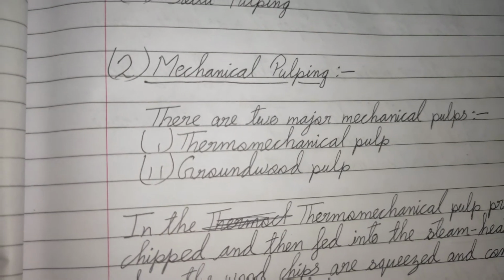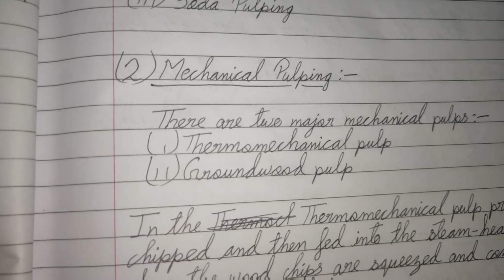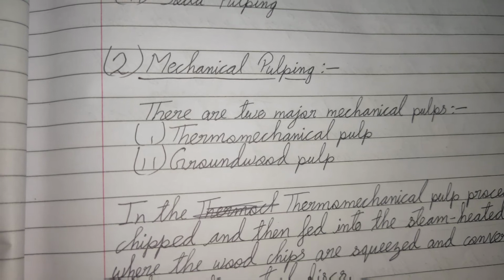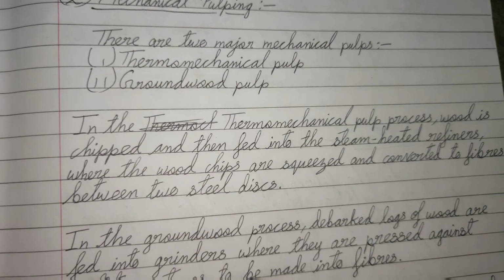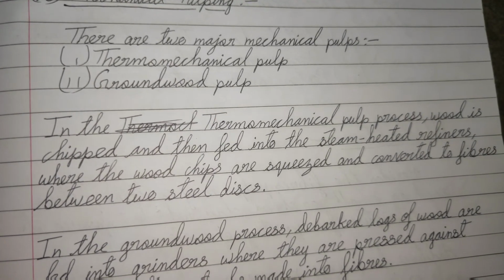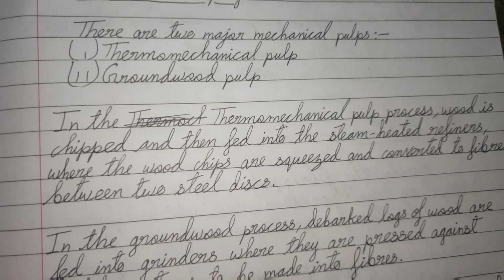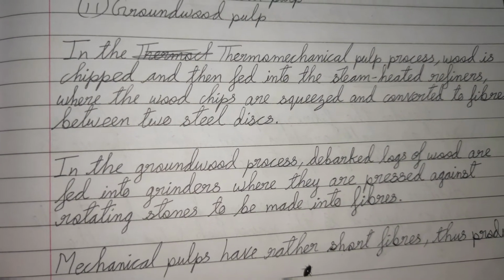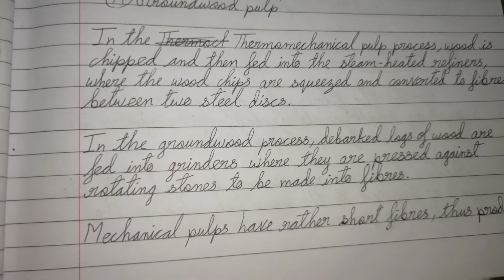Next we are going to learn about mechanical pulping. There are two major mechanical pulps: first, thermomechanical pulp, and second, ground wood pulp. In the thermomechanical pulp process, wood is chipped and then fed into steam heated refiners where the wood chips are squeezed and converted to fibers between two steel discs. In the ground wood process, debarked logs of wood are fed into grinders where they are pressed against rotating stones to be made into fibers.